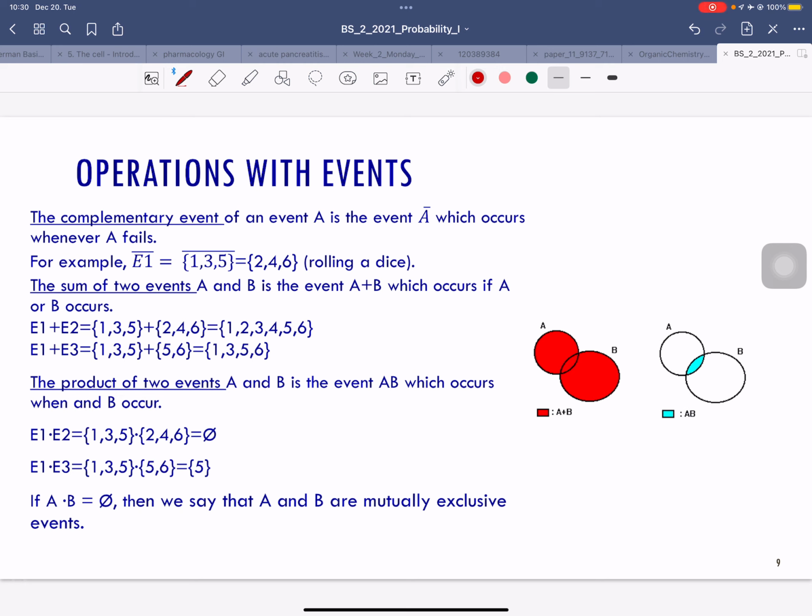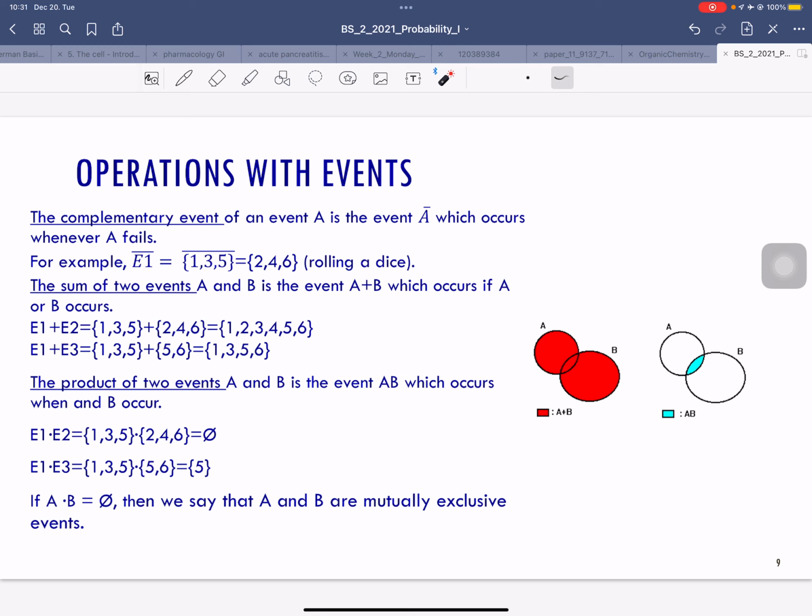Now I explain operations with events, the complementary event. For example, in these photos, as you see here, if we have an event A, the complementary event is A with a line over it, which occurs whenever A does not. It's very important. For example, if we have E1 as 1, 3, 5, then E1 with the line will be 2, 4, 6. The sum of two events A and B means A or B can occur. For example, if E1 is 1, 3, 5 and E2 is 2, 4, 6, the sum will be all of them. But if E1 is 1, 3, 5 and E3 is 1, 5, 6, in this situation, because 1 and 5 appear in both, we write them just once, and the sum will be 1, 3, 5, 6.